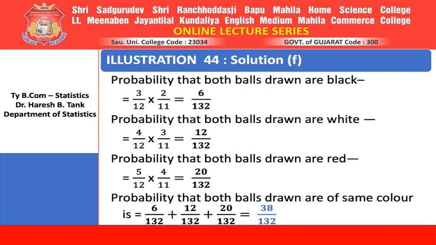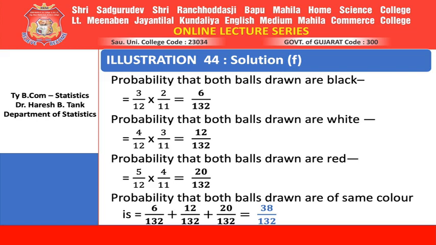Probability that both the balls drawn are black comes to 3 by 12 multiplied by 2 by 11, which is 6 upon 132. Probability that both the balls drawn are white becomes 4 by 12 multiplied by 3 by 11, which comes to 12 upon 132. And probability that both the balls drawn are red comes to 5 by 12 multiplied by 4 by 11, which comes to 20 upon 132.